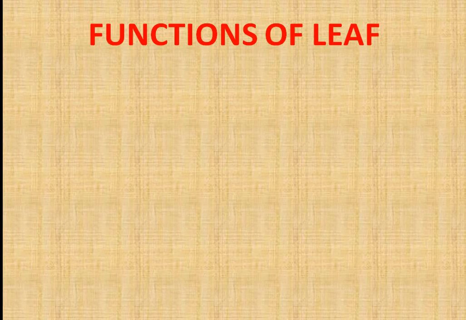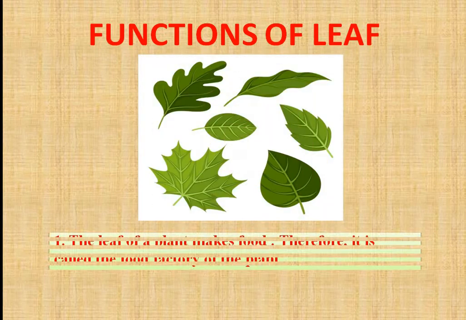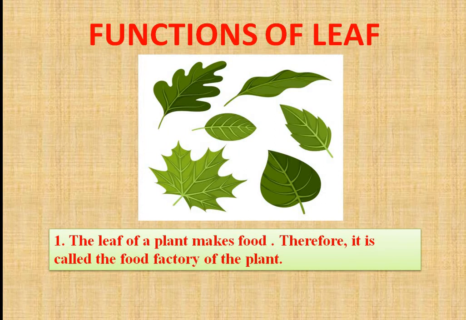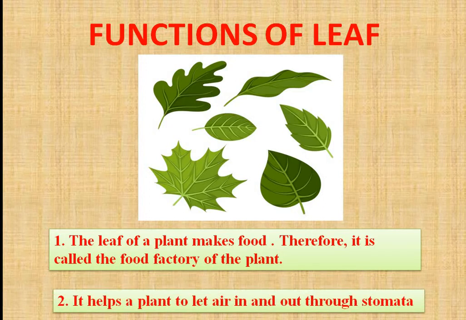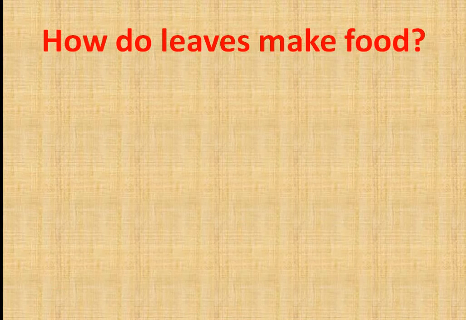Now next we discuss what are the different functions of a leaf. First, the leaf of a plant makes food, therefore it is called the food factory of the plant or the kitchen of the plant. It helps the plant to let air in and out through stomata. These are the functions of a leaf. Now next is, how do leaves make their food?